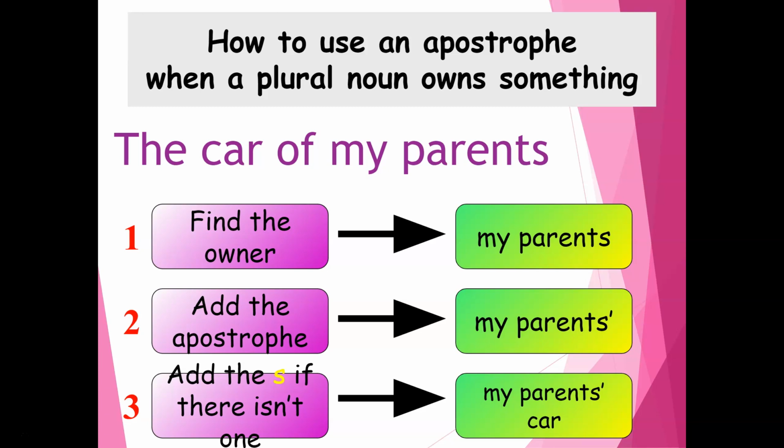For the majority of plural nouns, there's an S at the end. Think about it. Gloves, shoes. So usually we don't need to add another S after the possessive apostrophe.